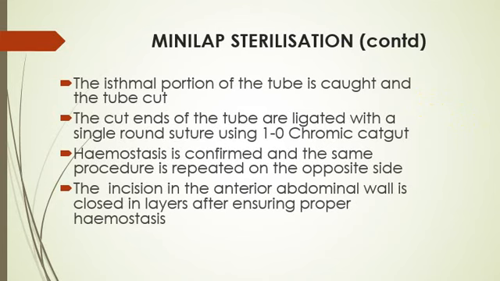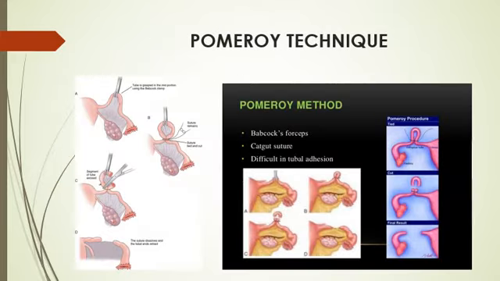So the incision in the anterior abdominal wall is closed in layers, the rectus sheath and then the skin, after ensuring that proper hemostasis has been achieved. So coming to the various methods of tubectomy which can be done. The most popular, as I said, is the Pomeroy's method.